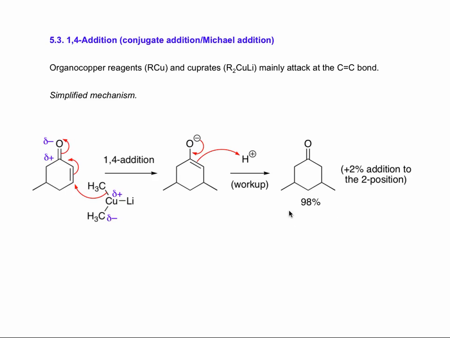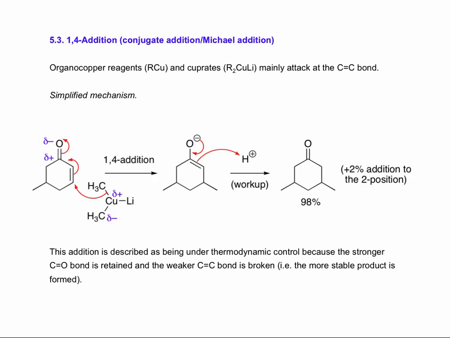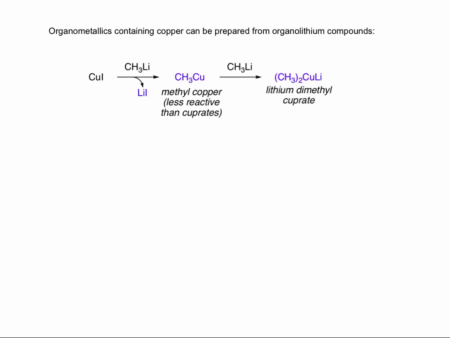You'll notice this is highly regioselective, 98% attack at the 4 position and just 2% attack at the 2 position. This addition is described as being under thermodynamic control because the stronger CO double bond is retained, whereas the weaker carbon-carbon double bond is broken, i.e. in this case the more stable product is formed.